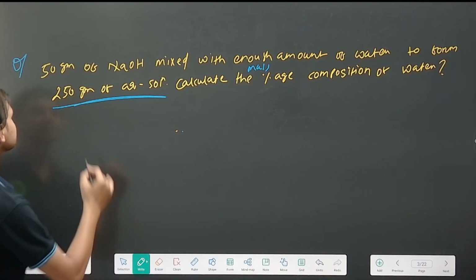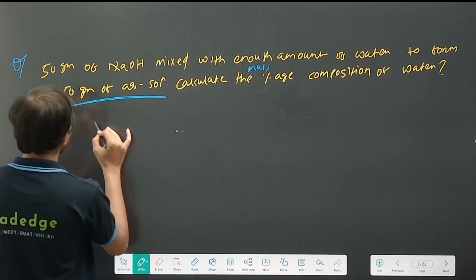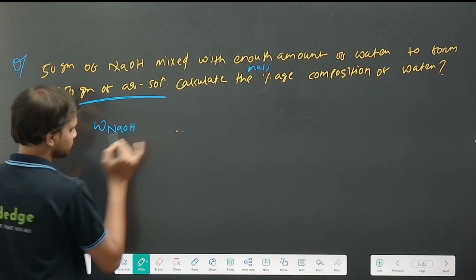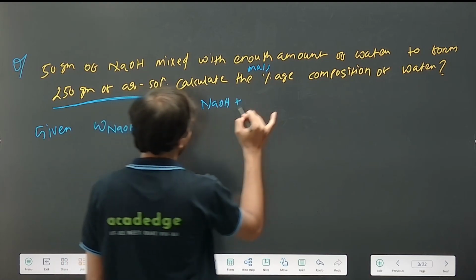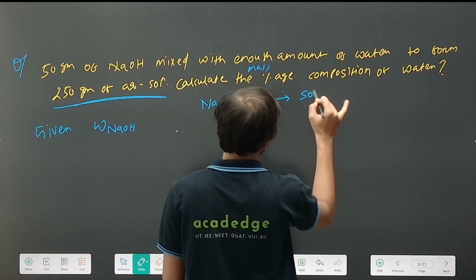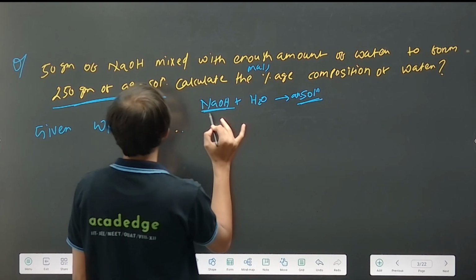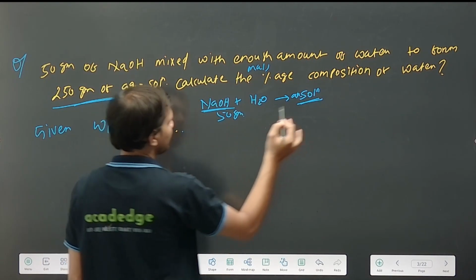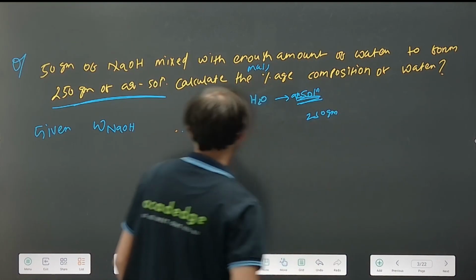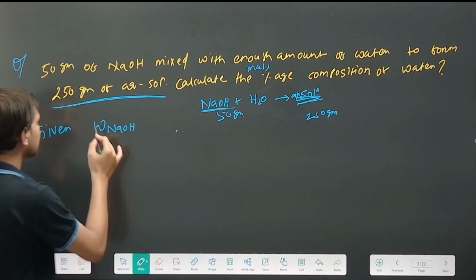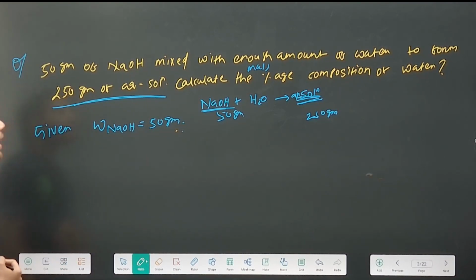Okay, so from this question, what is given? The weight of solute, that is sodium hydroxide. This is the solute because NaOH is mixed with water to make a solution. This is an aqueous solution. So the mass of sodium hydroxide given is 50 gram, and the mass of solution given is 250 gram. So given, W of NaOH is 50 gram.